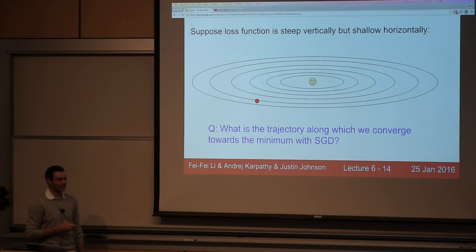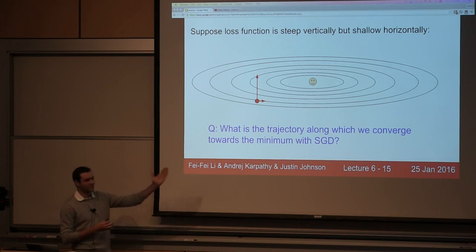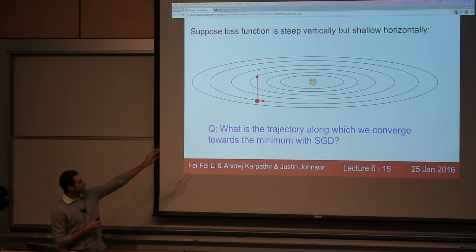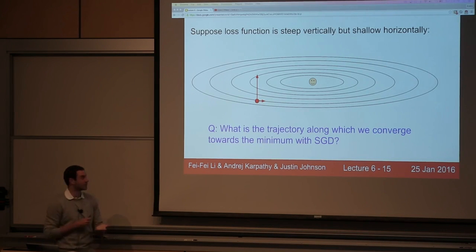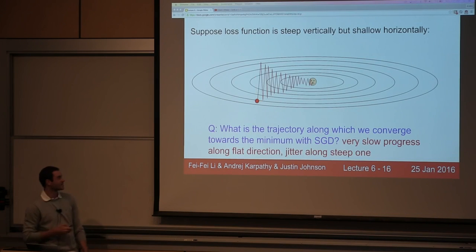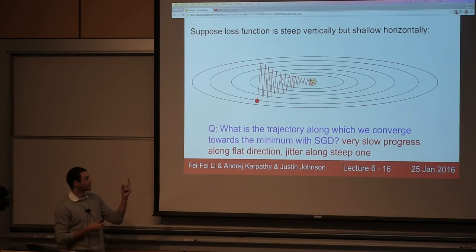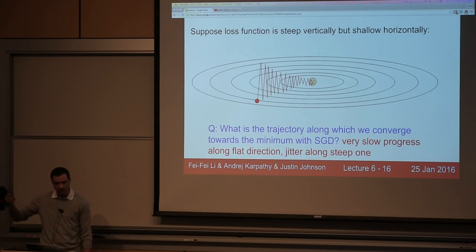Right. So the local gradient has this form where when we look at the gradient horizontally, we see that the gradient is very small because this is a shallow function horizontally. But vertically, we have a large gradient because it's a very steep function. And so what's going to happen when you roll out SGD in these kinds of cases is you end up with this kind of pattern where you're going way too slow in the horizontal direction, but you're going way too fast in the vertical direction. So you end up with this ugly jitter.